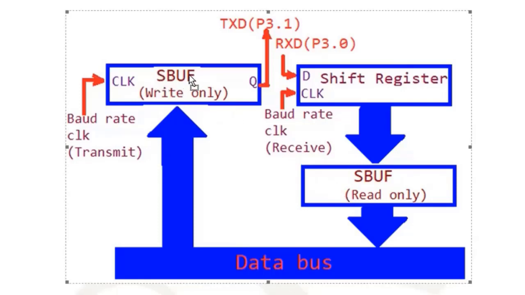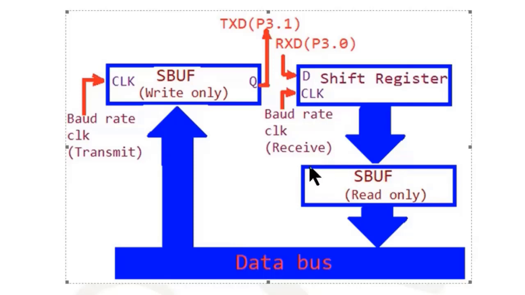This SBUF register is related to transmitting. See here, this is TXD, which is pin number P3.1. This TXD pin is connected with this register, so this SBUF register is responsible for transmitting data from the microcontroller. While data is received by the microcontroller, two registers are required: one is the shift register and again the SBUF register. This SBUF register is related to the data being received by the microcontroller.